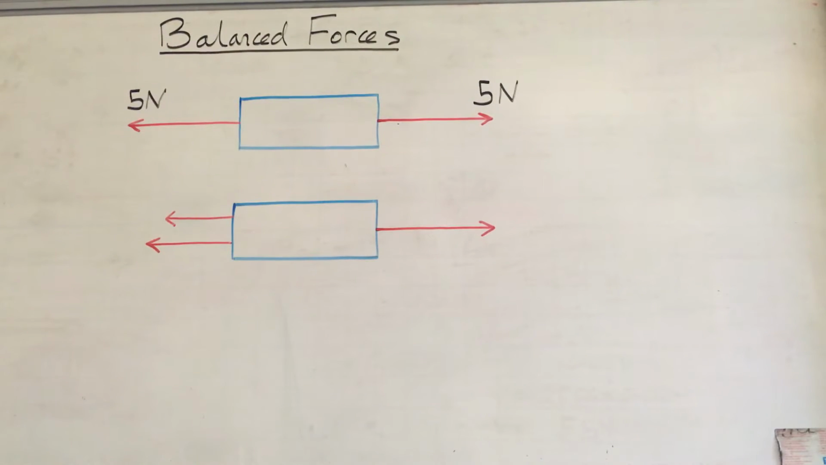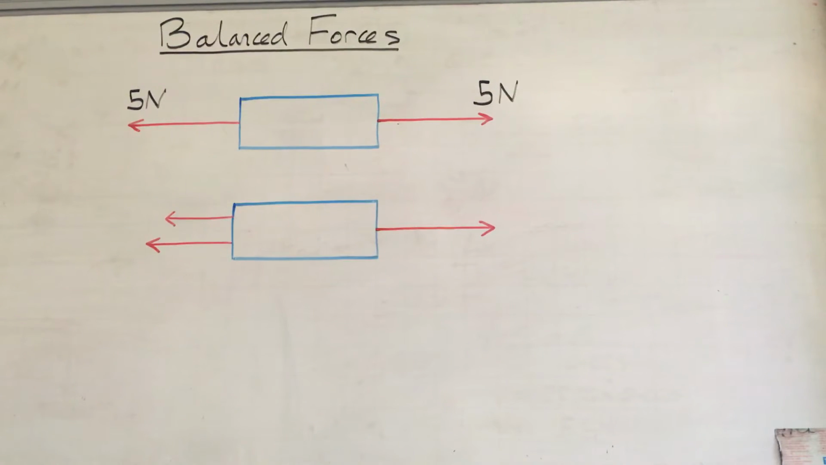There are many situations where there is more than one force acting on an object. And when there's more than one force acting on an object, we need to try and decide whether these forces are balanced or not. So the little diagram I've drawn at the top is an example of a balanced force diagram. There is an object, the blue box, and it's experiencing a force to the right of 5 newtons and a force to the left of 5 newtons.